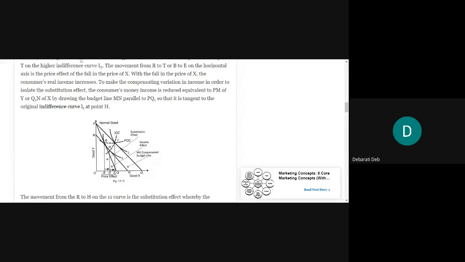Okay, so I'll explain this graph once again. Before I explain, let me tell you we are doing it for the normal goods. Inferior and Giffen goods we will do separately. We are doing this for the normal goods only: substitution effect, income effect, and price effect for the normal goods.